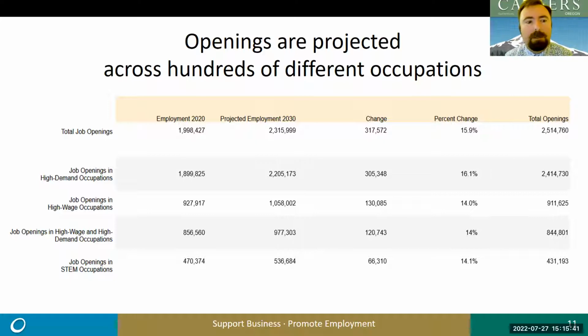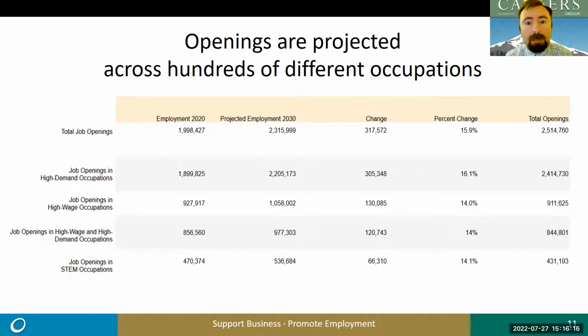And as such, for something like the high demand occupations, where we talk about things like retail and food service, they end up accounting for the vast majority of total job openings in the state, roughly 2.4 million job openings over the next 10 years. But for something like a high wage job, it's about 900,000 job openings. So not quite half of the job openings are considered to be in careers that qualify, at least in our definition of high wage.